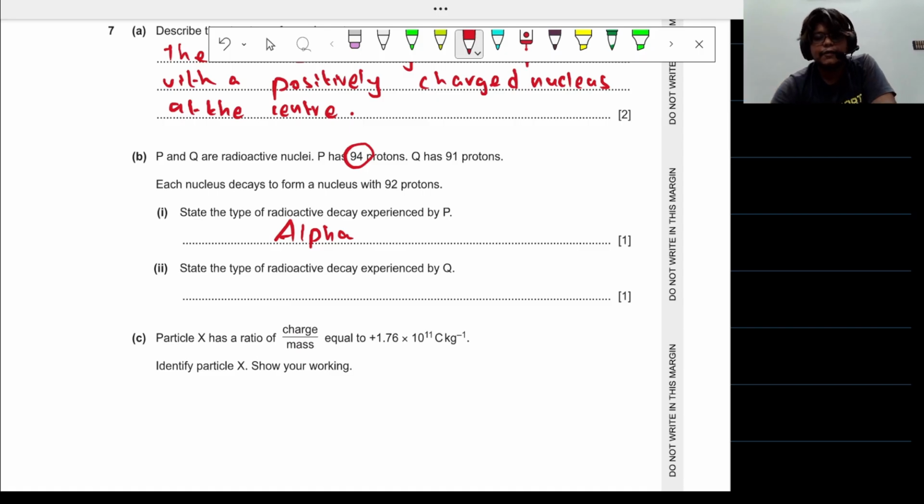Then it asks for the type of radioactive decay experienced by Q. So it has 91 protons, it has to become 92 protons. That means your proton number has to increase. So this would be beta negative decay, because in beta negative decay one neutron changes to a proton, right?